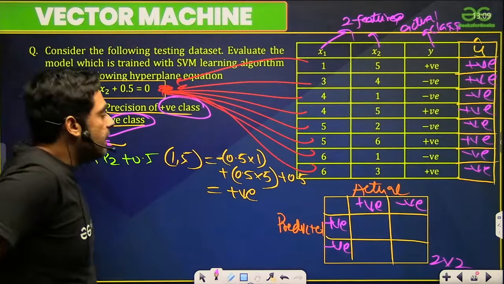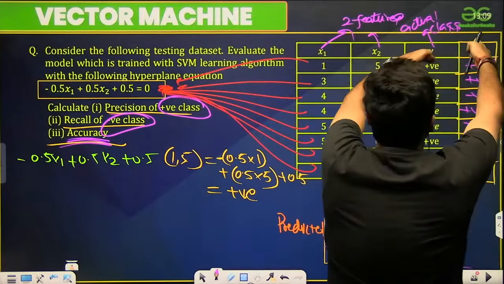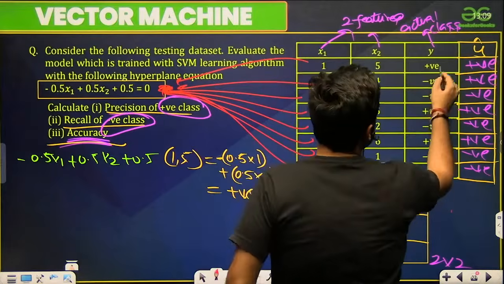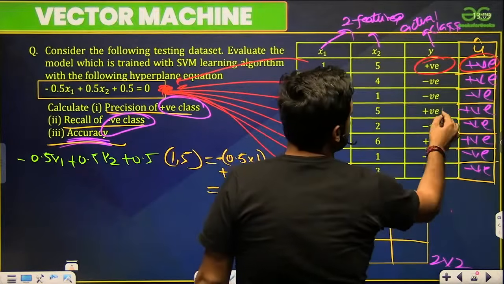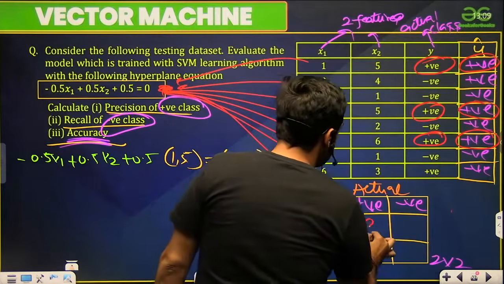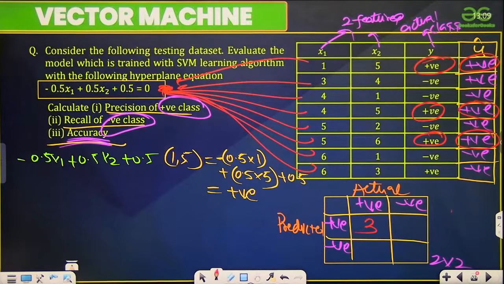Now let us check true positives. How many true positives are there? Actual positive, predicted positive. So 1, then 2, then 3. So we have a total of 3 true positives.